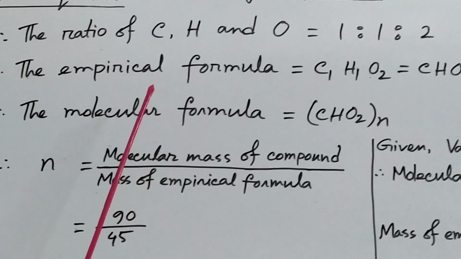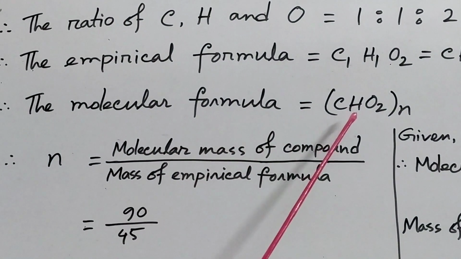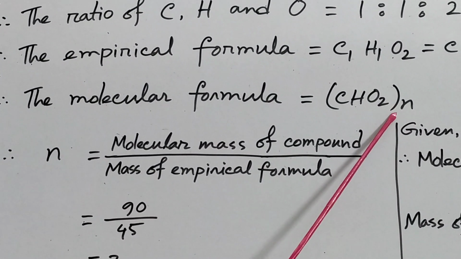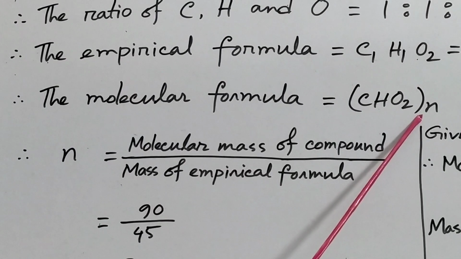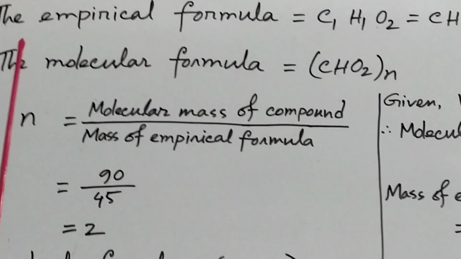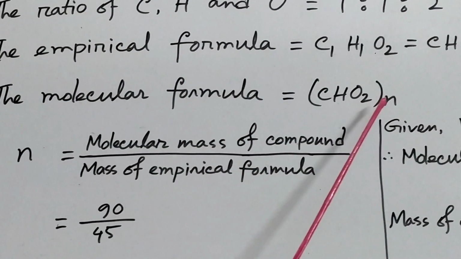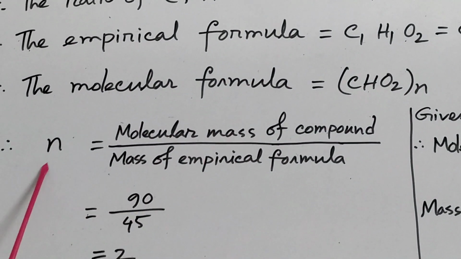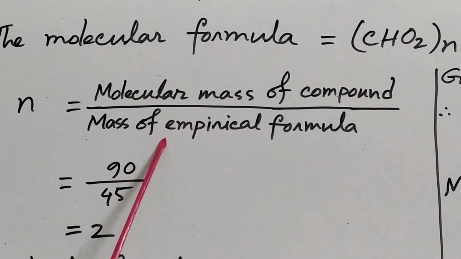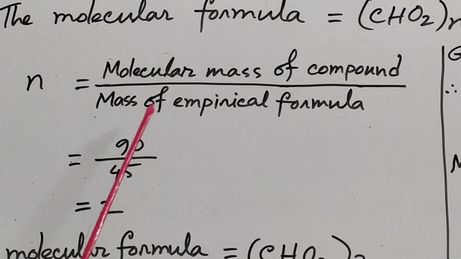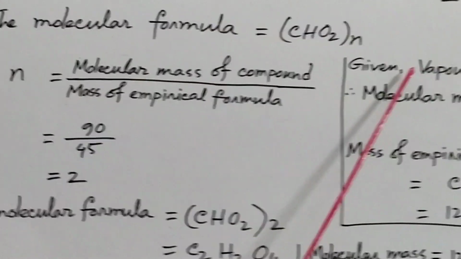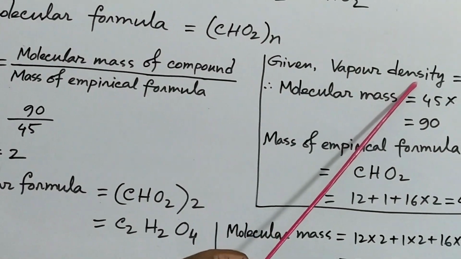Now the molecular formula will be the empirical formula n times, where n is a whole number. So the molecular formula will be (CHO2) to the power n. Now what will be the value of n? If the molecular mass of the compound is divided by the mass of the empirical formula, then we will get the value of n. Everybody see, in the question it is given that the vapor density is 45.